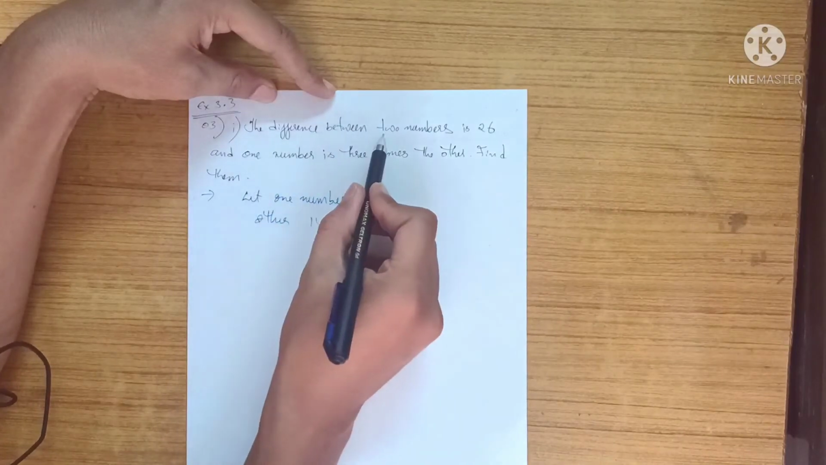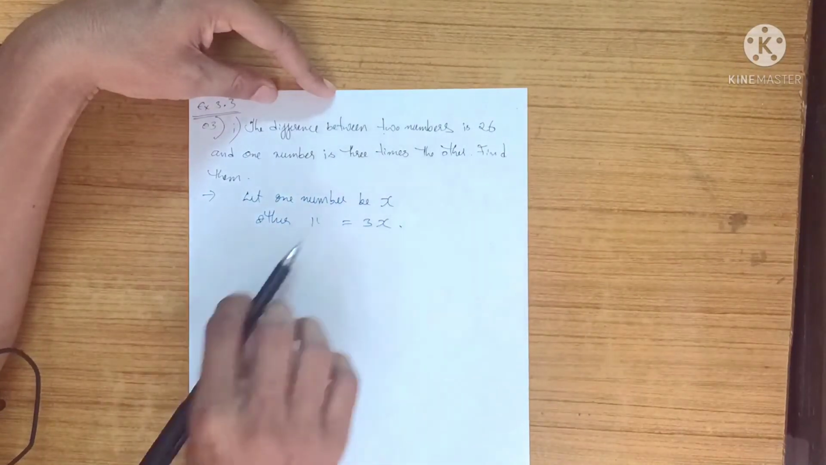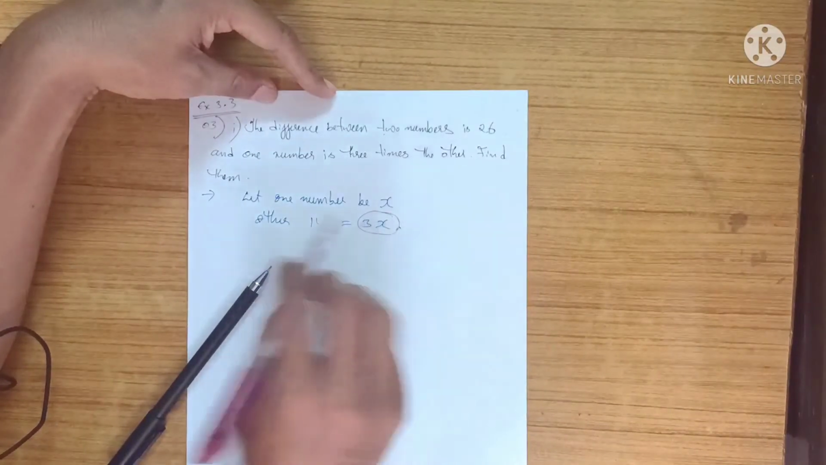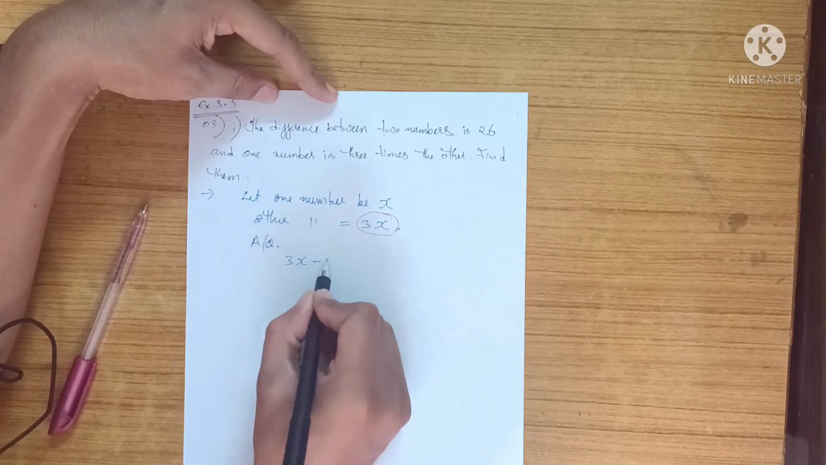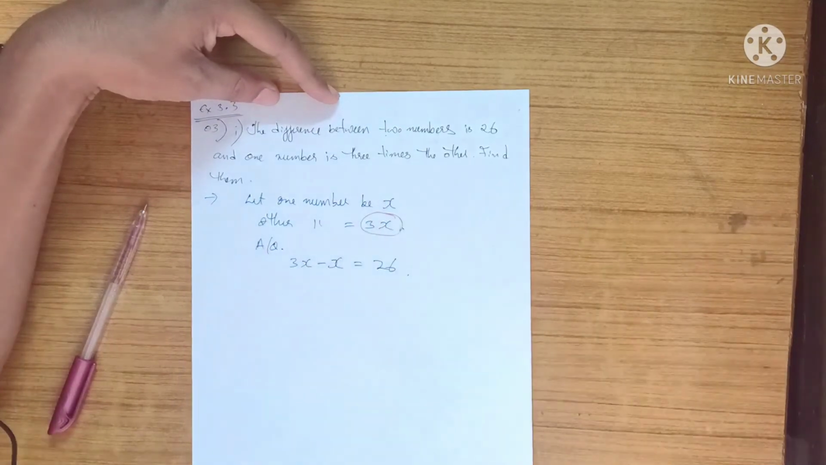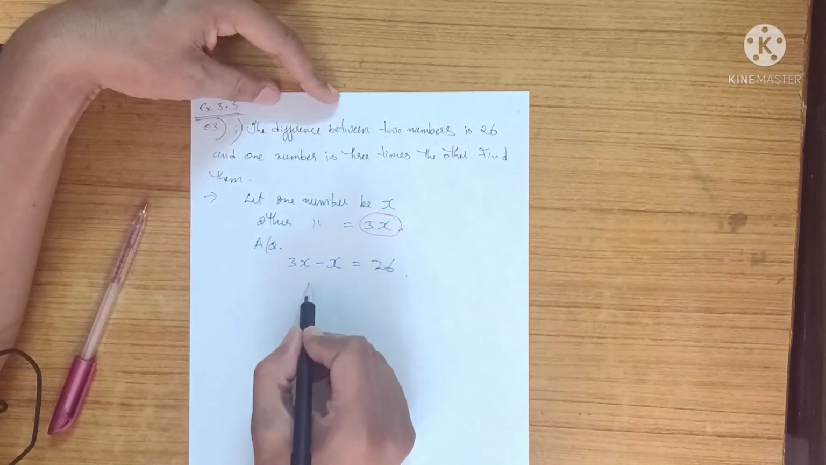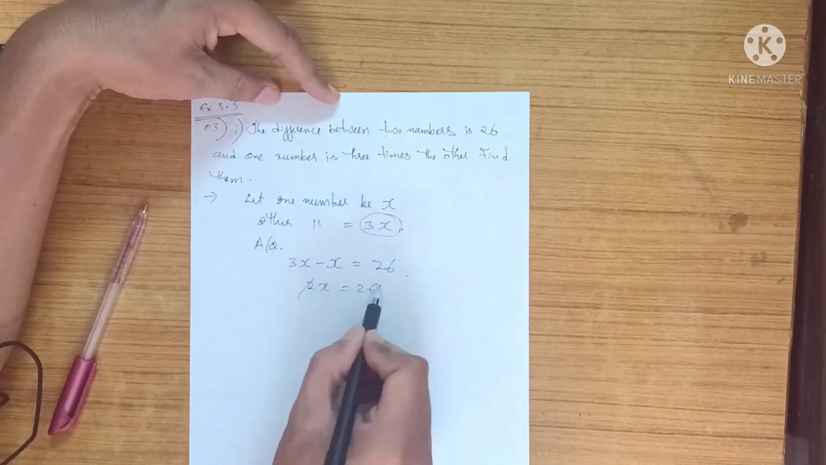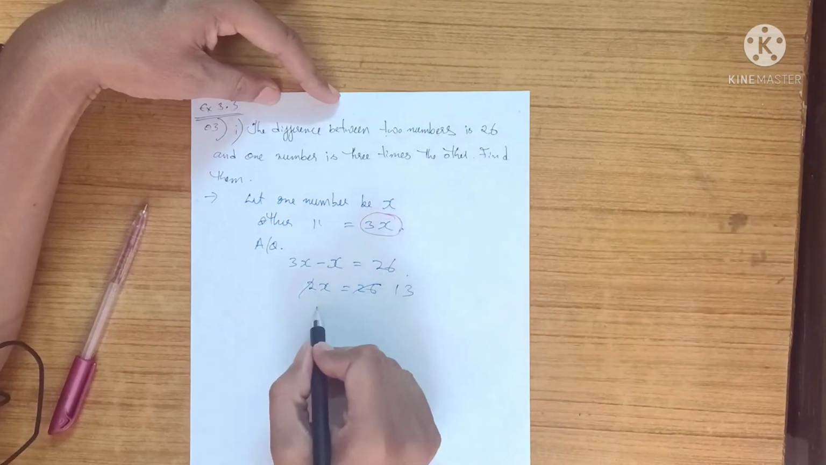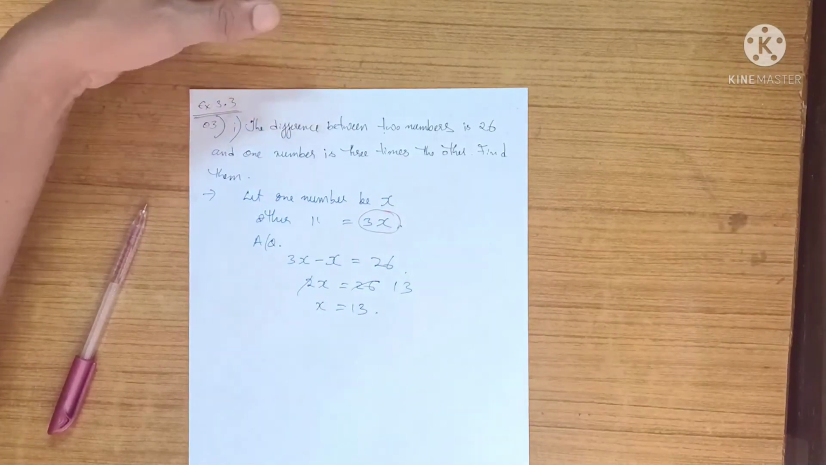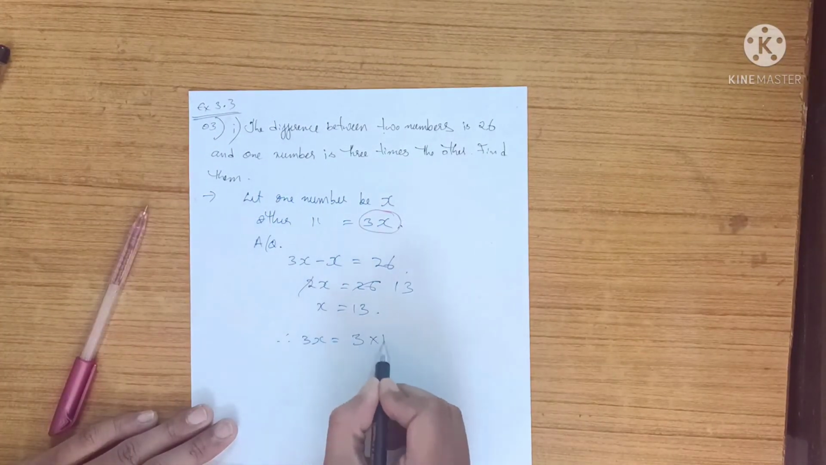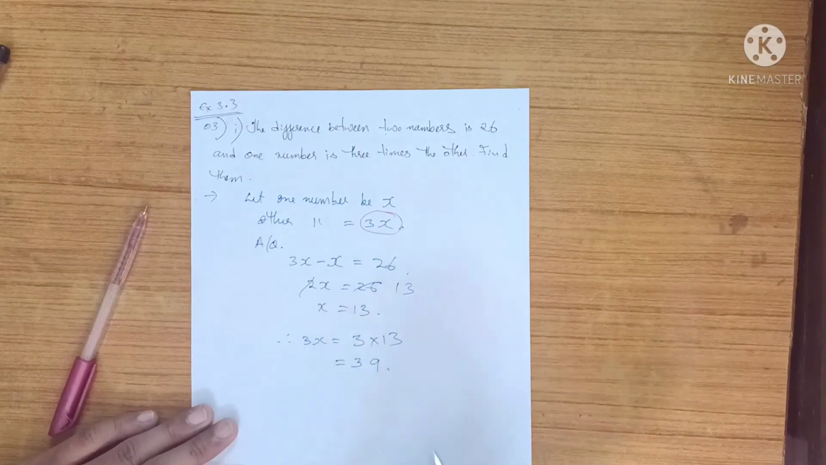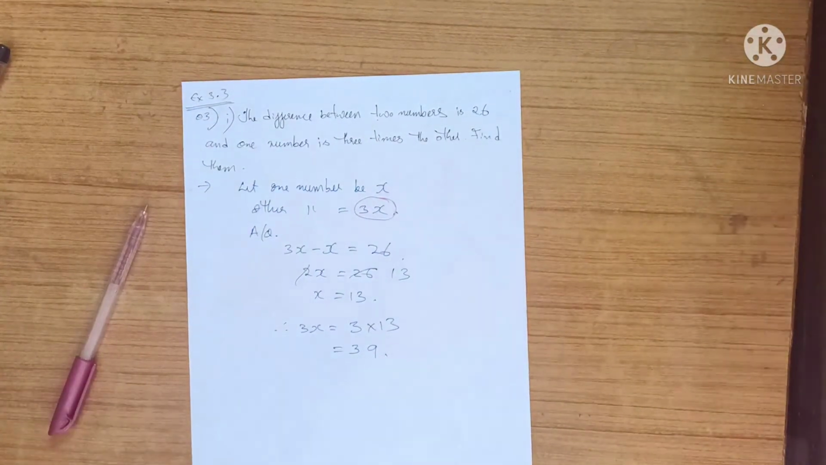Now they're saying the difference between them is 26. So obviously 3x is the bigger number, right? So difference between them, which means this minus this, is 26. If you subtract this, you get 2x, so x is 13. And the other one will be 3x, so 3x equals 3 into 13, 39. Done. Simple.